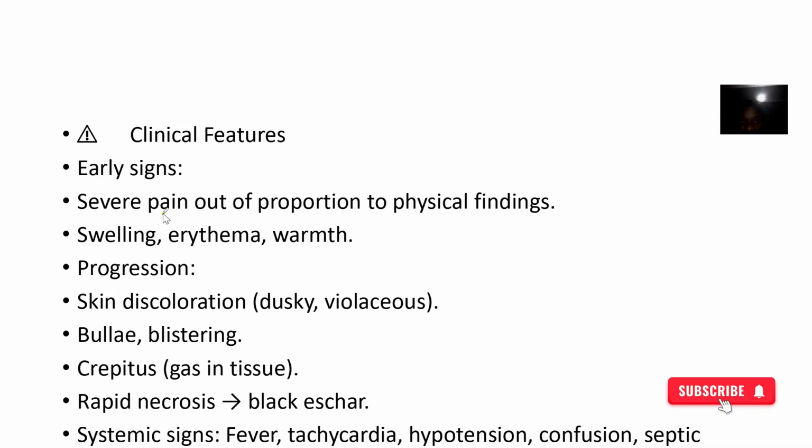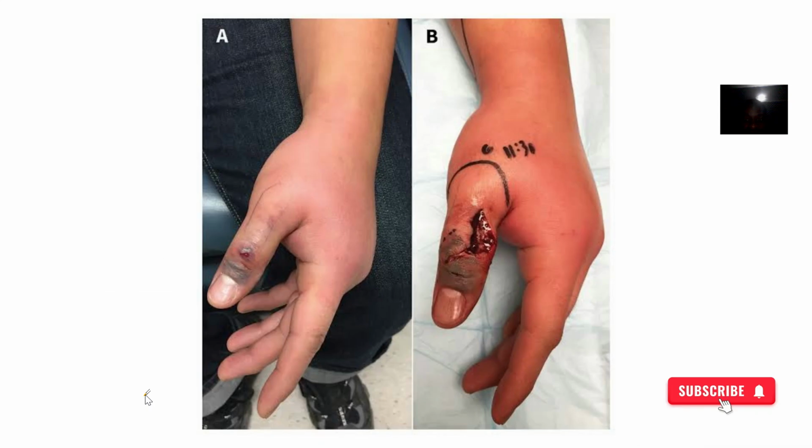So early signs are a lot of pain, swelling and erythema, then progression, and now it leads to all those skin discoloration, bullae, blistering, crepitus where there's gas in tissues, and the tissue continues to deteriorate. Okay, so systemic issues can include fever, tachycardia, hypotension, confusion, septic shock. This is mostly when the infection has tracked into the blood and has spread to the different systems.